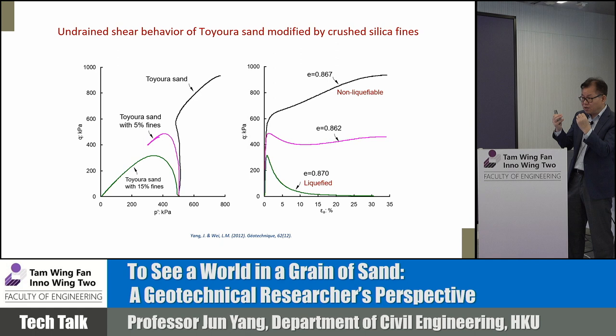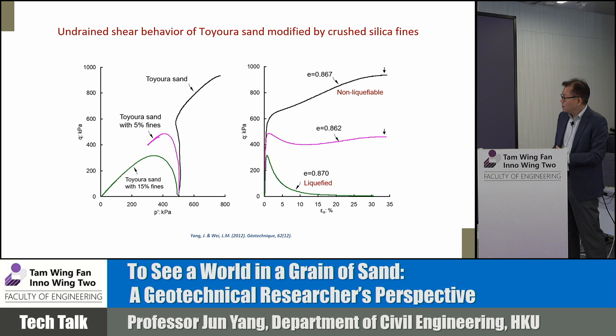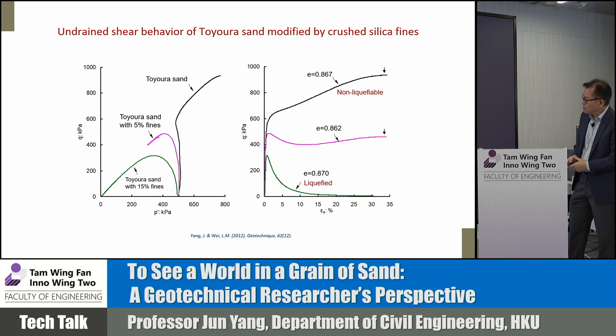For the Toyota sand with 15% fines, the specimen is fully liquefied with almost zero residual strength. But for the clean Toyota sand, under almost identical loading conditions, there is no liquefaction. It has very high strength. And at the end of the test, they tend to arrive at the so-called critical state or steady state.